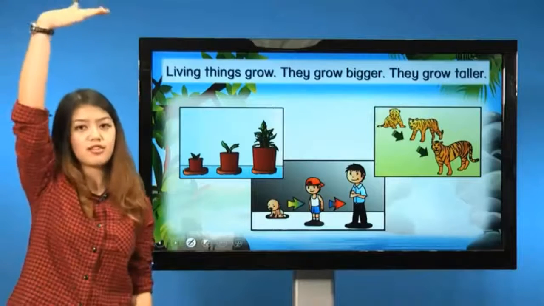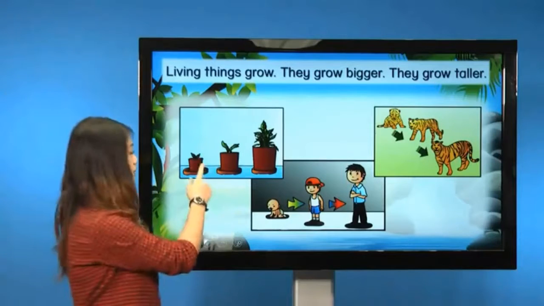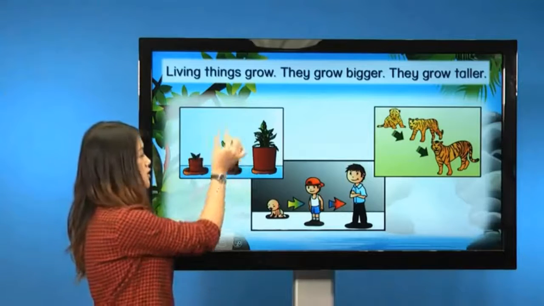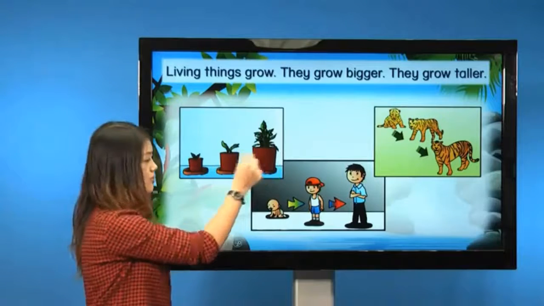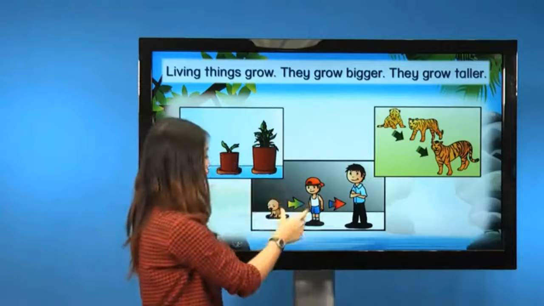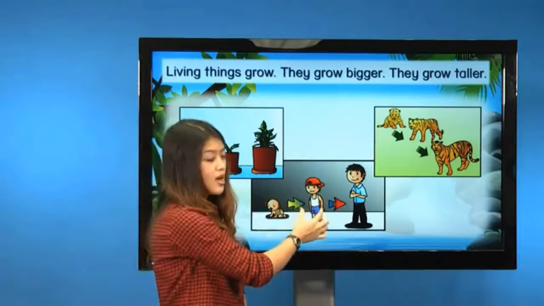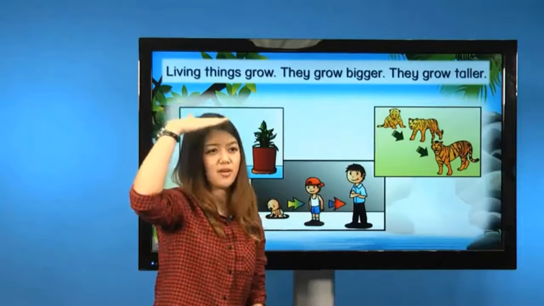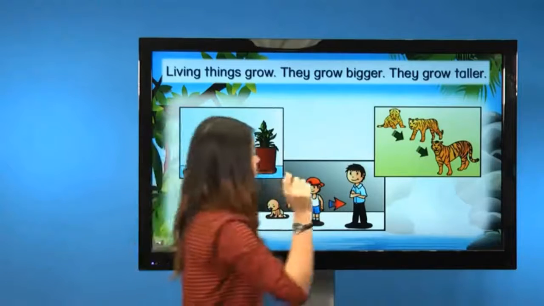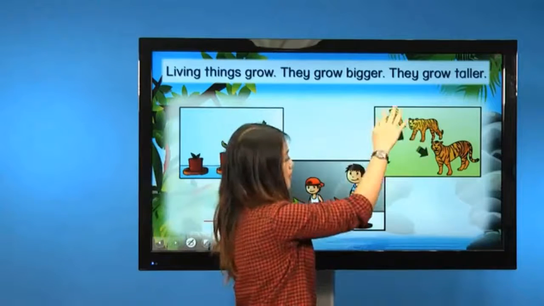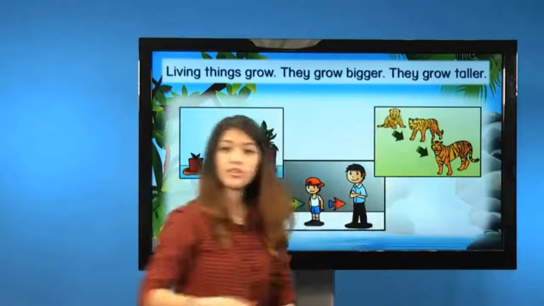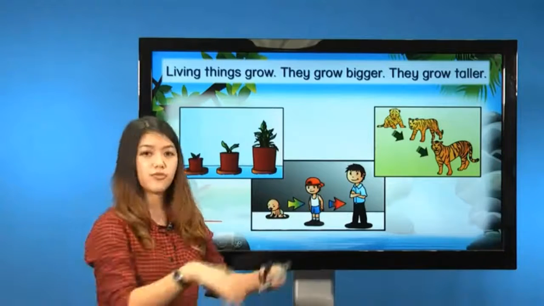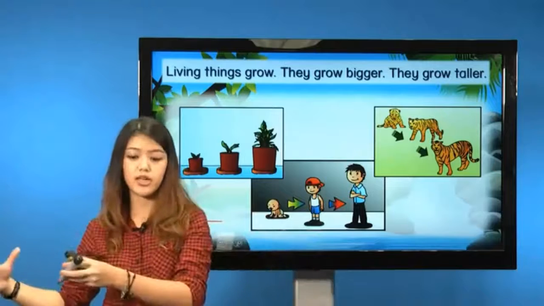They grow taller. For example, this plant. Can you see? It's growing from small until tall. And then this picture here, from little baby until a tall and very handsome young man. And then this tiger from small cub to become a young and healthy tiger. So all of that are living things because they can grow from small to big.